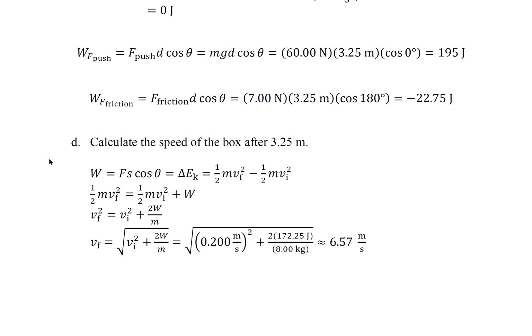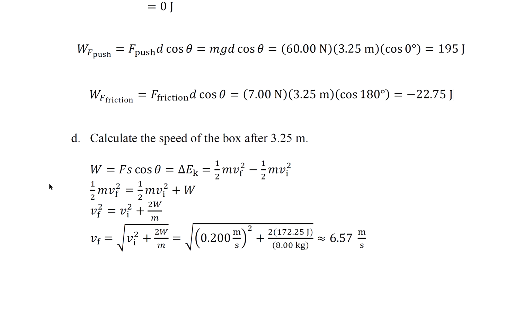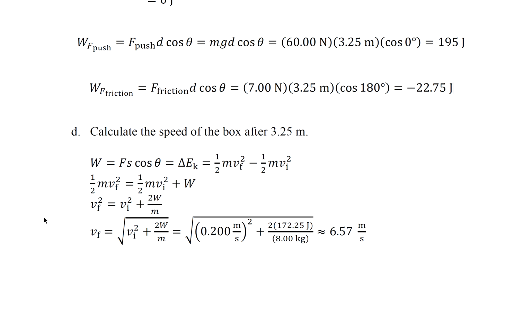Part D, calculate the speed of the box after 3.25 meters. Work is equal to Fs cosine theta, which is equal to the change in kinetic energy. So solve for V final. Plug in the numbers.